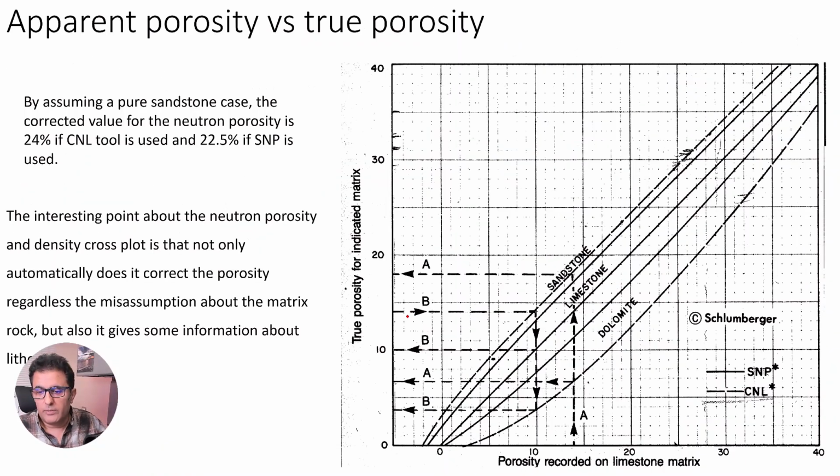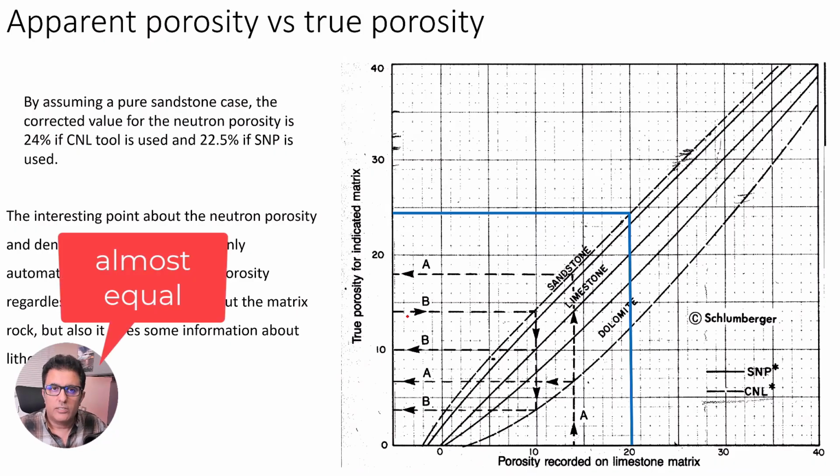So if you remember, I said that we have a chart here that we can use in order to correct the estimates of the porosity. Here, the porosity based on the limestone assumption was 20%. And then by considering the correct lithology, we end up with a porosity of 22.5%. So as you see, by considering the correct lithology, phi d and phi n become equal.